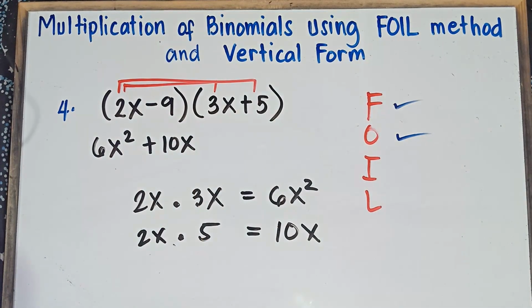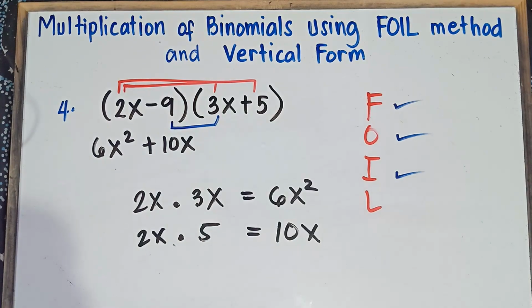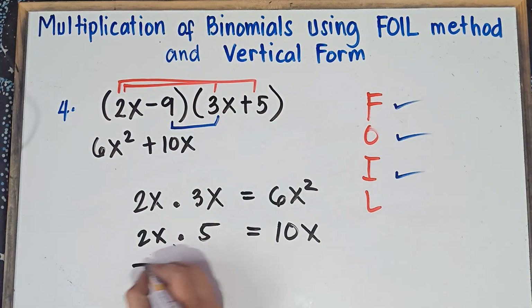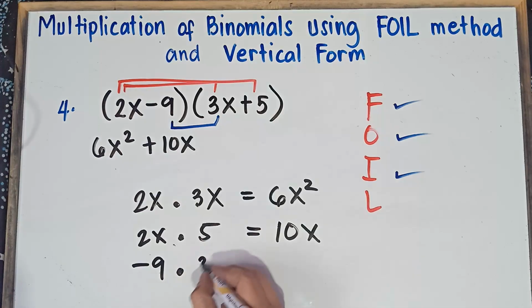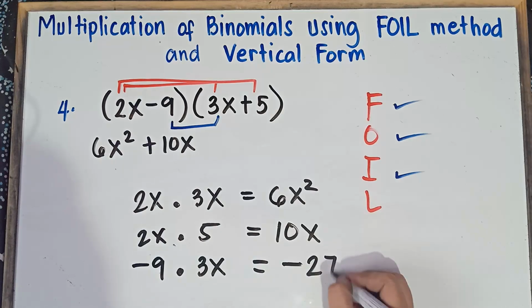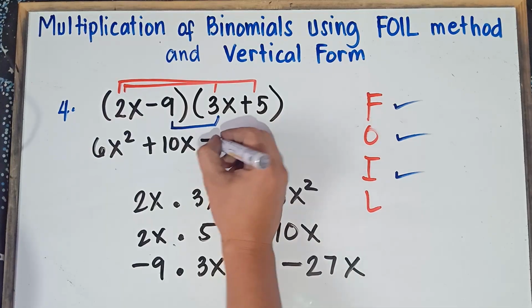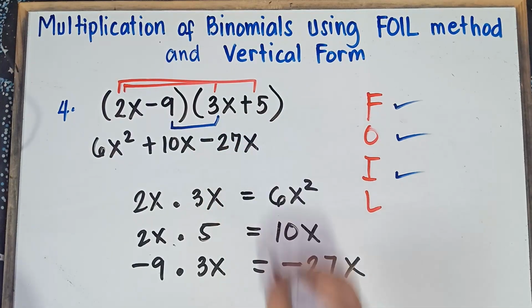We're done with outer and then inner. So do it step by step. This one, negative 9 times positive 3x. So that would be negative 9 multiplied by positive 3x. Negative times positive, that would be negative. 9 times 3, that would be 27. Simply copy x. Therefore, negative 9 times 3x, that would be negative 27x. So this is negative 27x.